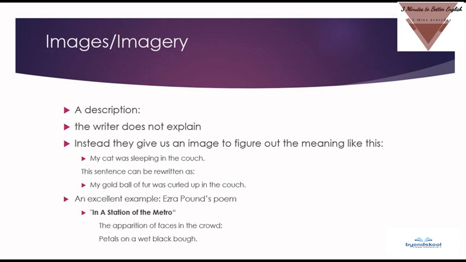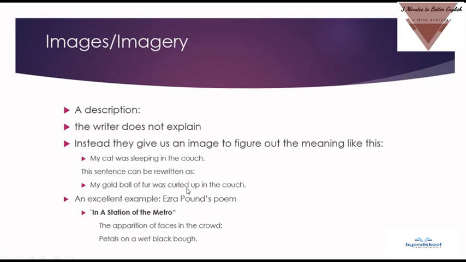Here we can see that the writer is using a visual image. In this line here, my cat was sleeping in the couch. The writer, instead of saying this, can say it like this also: my gold ball of fur was curled up in the couch. So what is happening in the next sentence? He is giving us an image, in which he is calling the cat a gold ball of fur, because a cat is full of fur and is just curled up in the couch. So it gives us an image of a cat sleeping in the couch.